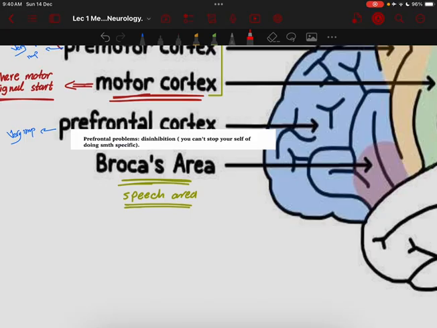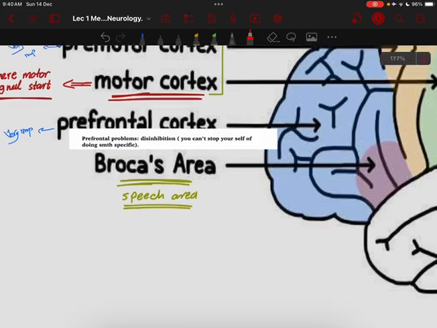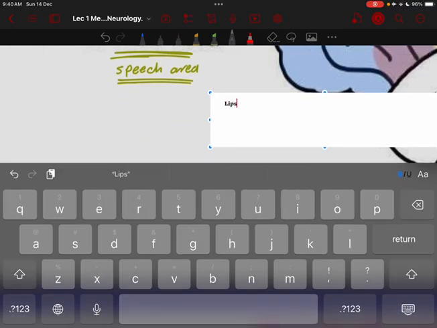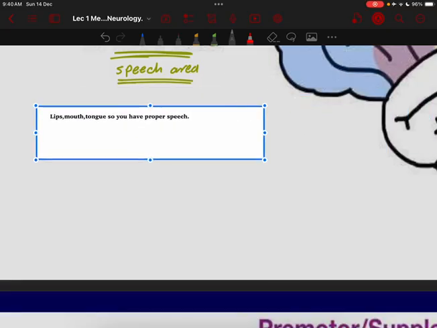Broca's area. So these are the frontal lobe substructures. And this is a very nice diagram about the cerebral cortex and the frontal area.